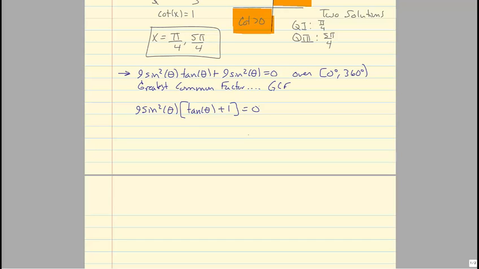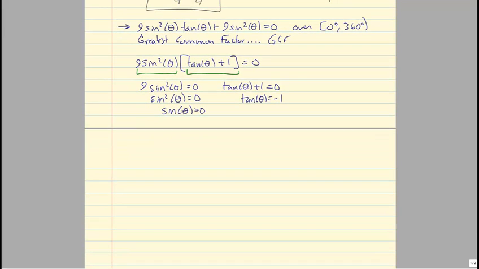So now what I have here is two expressions multiplied together that give me 0. So what I can do is take each of these and set them equal to 0. So I have 9 sine squared theta equals 0 and tangent of theta plus 1 equals 0. Divide both sides through by 9, I get sine squared theta equals 0. Take the square root of both sides and the sine of theta is 0. Now over here I'll subtract 1 from both sides and I get tangent theta equals negative 1. So basically I need to solve each of these now. This says between 0 and 360.